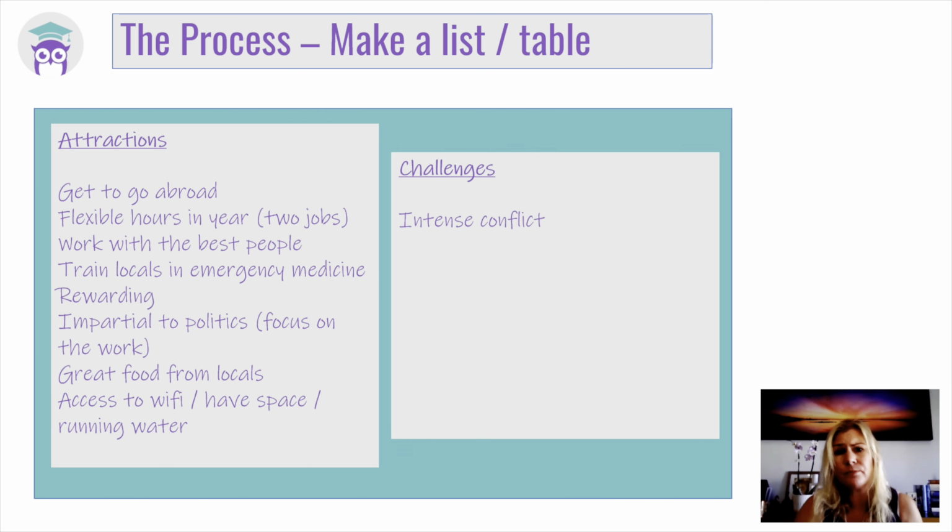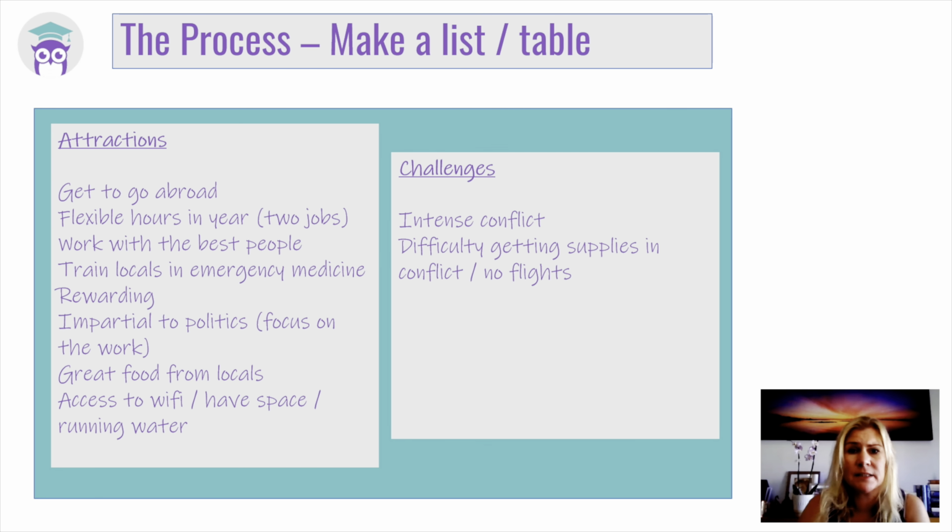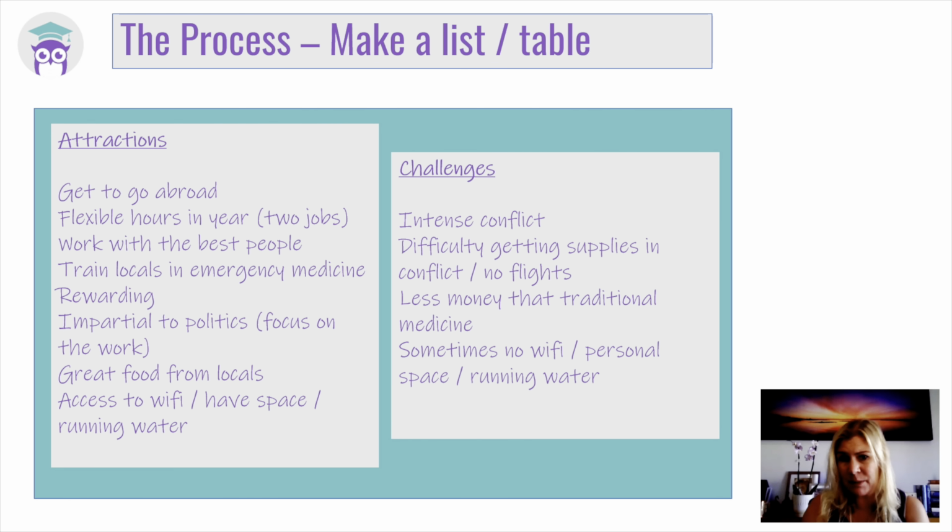And then in the challenges, again, I'm not writing anything out majorly, I'm just jotting it down. Obviously intense conflict, difficulty getting supplies in conflict when there are no flights, less money than traditional medicine, sometimes no Wi-Fi. So you can see immediately that there are way more attractions than there are challenges. So at this moment, what I'm going to do, if I were you, is I'm going to start thinking, right, which bits can I put together? Which bits can I turn into kind of complex sentences?